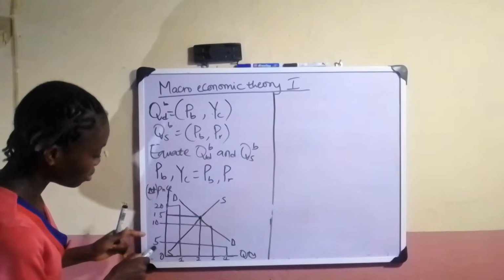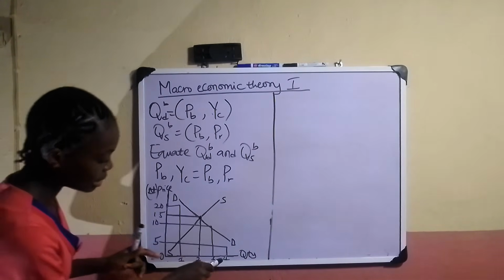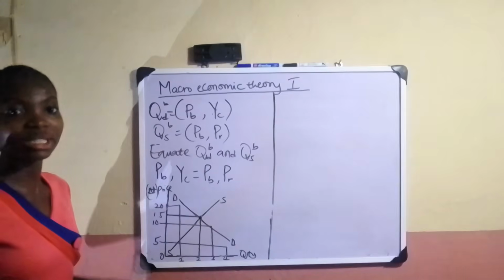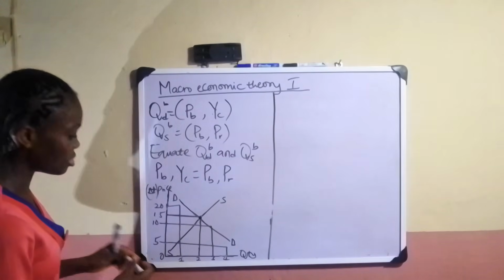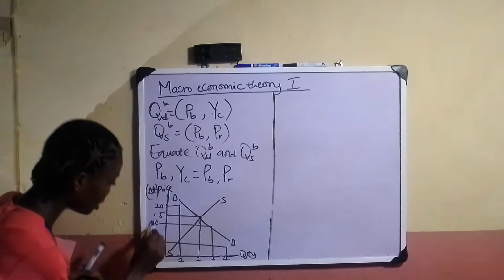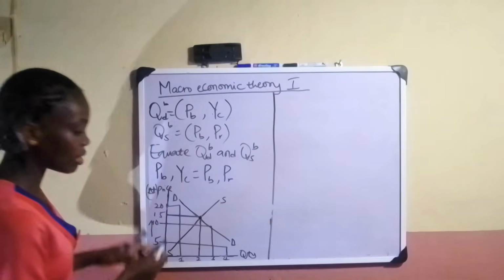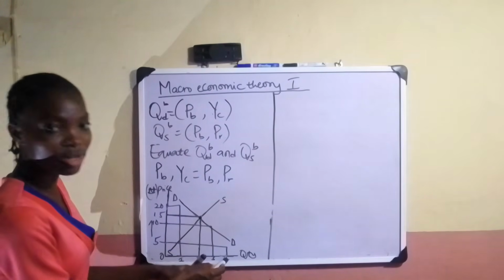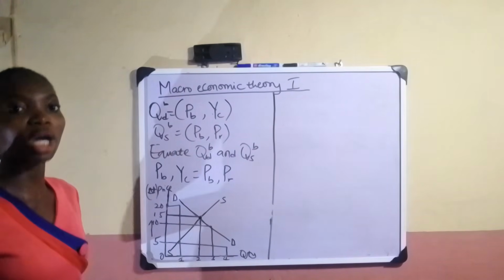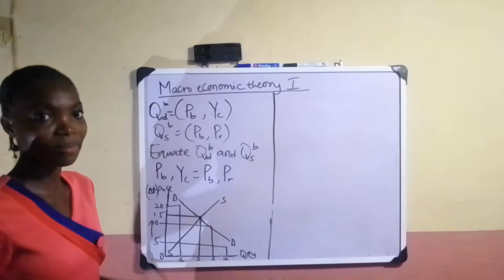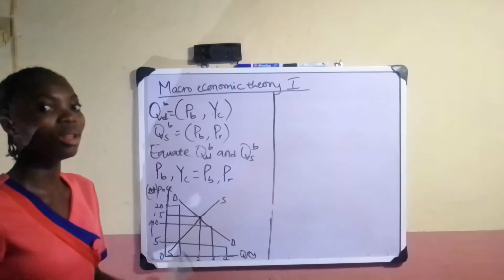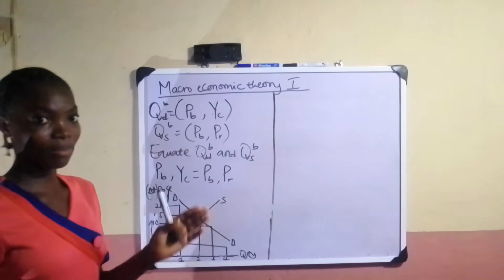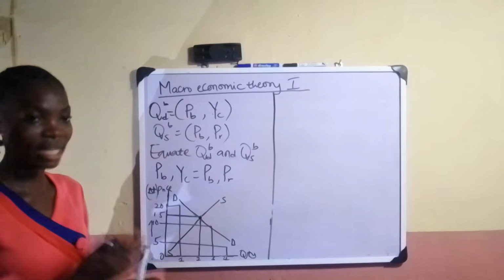Here, when the price was 5 naira, we are working with naira as our price, the quantity demanded is 4. That means people wanted more bread. And when the price increased from 5 naira to 10 naira, the quantity demanded decreased from 4 to 3. So people no longer want to buy more bread because of an increase in price, which simply proves the law of demand, which says the higher the price, the lower the quantity demanded, and vice versa.